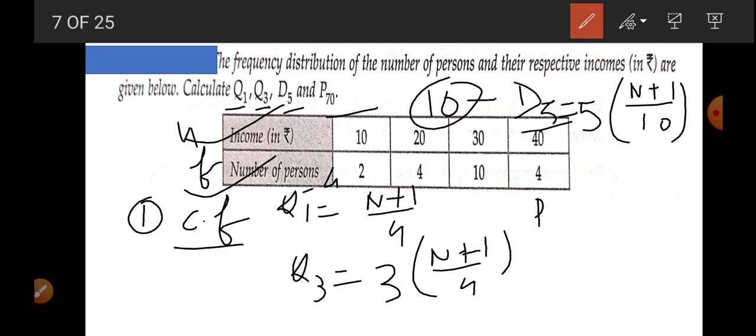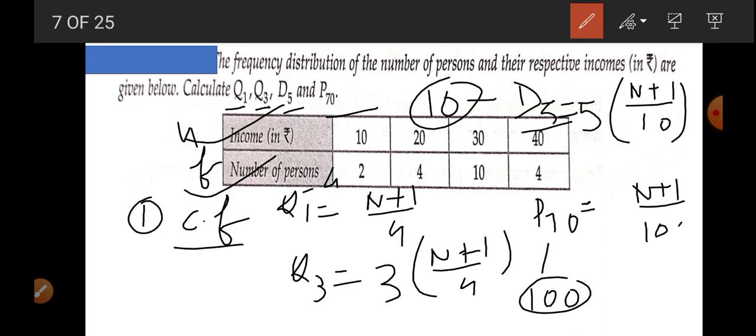Now for P70, percentile divides into 100 equal parts. So that is why n plus 1 divided by 100, and what we are going to calculate? 70. So 70 you should write outside. So this is the equation that you are going to generate and calculate by putting all the values in this equation. First thing you have to do is calculate the cumulative frequency. Okay, students?